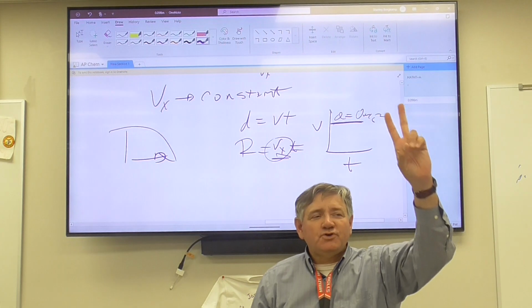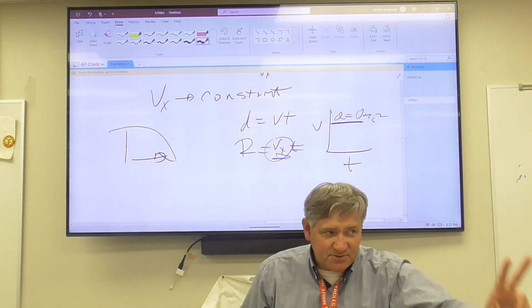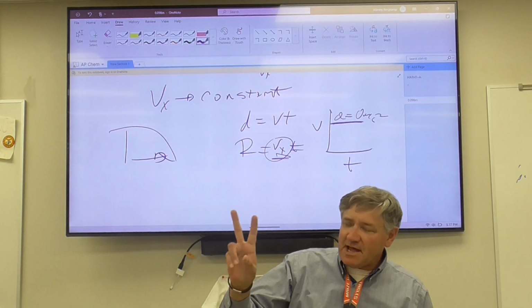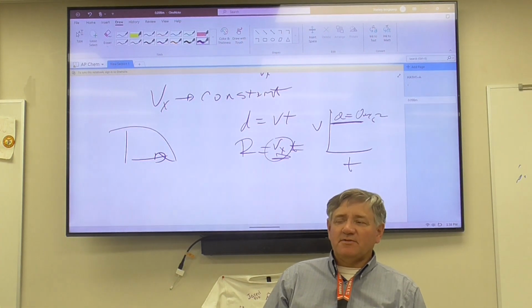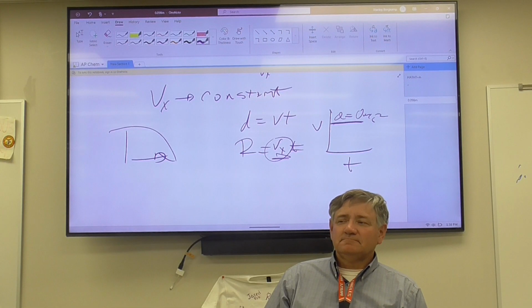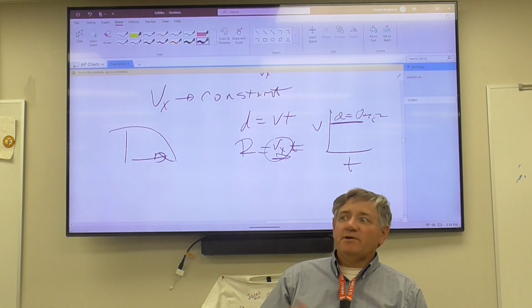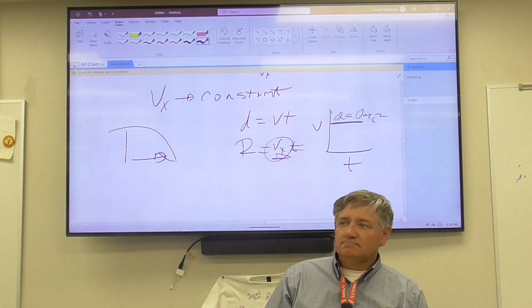Now, what are the two ways? There are two situations where an object can have a constant velocity. Two different ways. Deacon, what's one of them? If there's a net force of 0. Created by what? By all the forces adding up to 0.